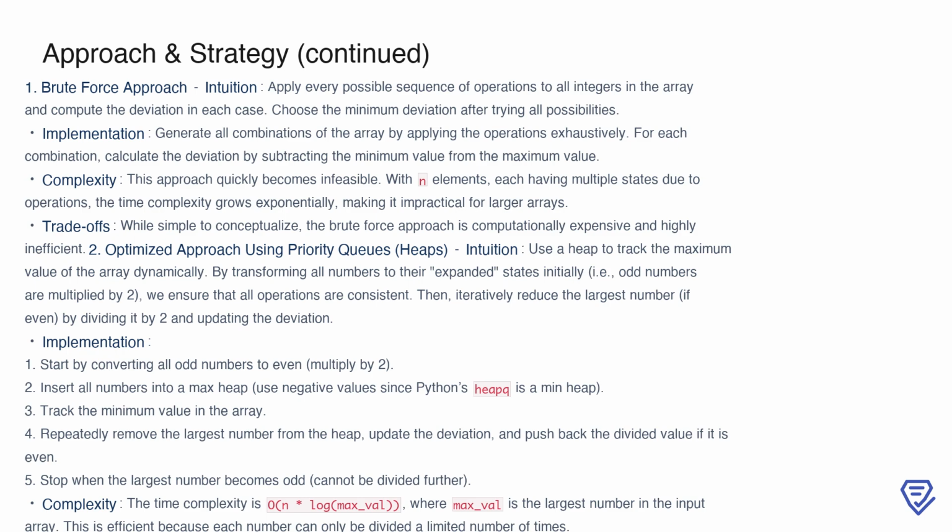To improve on this, we can use an optimized approach that leverages priority queues, or heaps. This method focuses on dynamically adjusting the maximum value in the array to minimize the deviation. The idea is to first expand all numbers to their largest possible states, meaning odd numbers are multiplied by 2 to ensure consistency. Using a max heap, we can efficiently track and update the largest value, repeatedly dividing it by 2 if it's even, and recalculating the deviation at each step. This process continues until further reductions are no longer possible, resulting in a significantly faster solution.